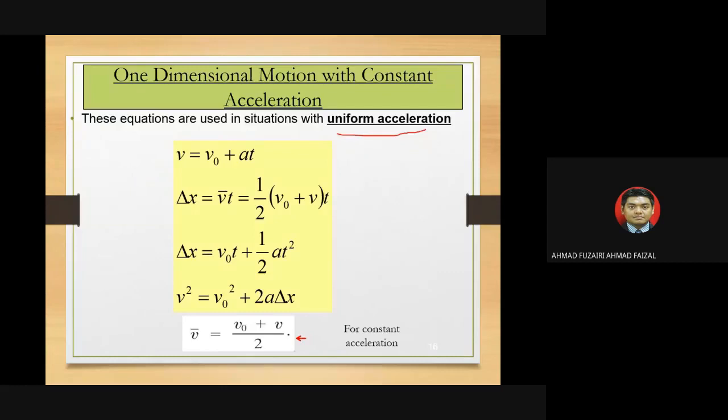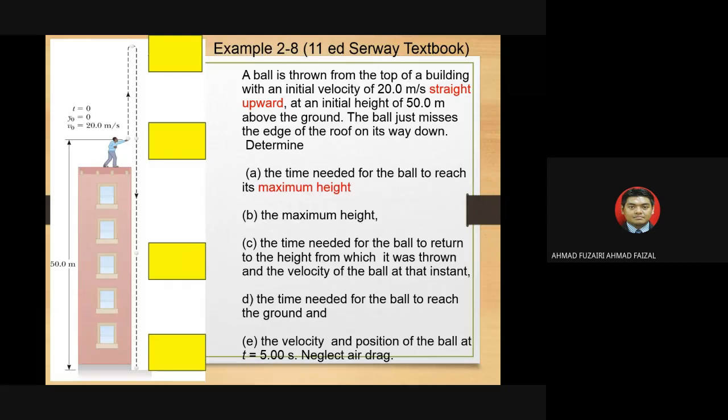Okay, now let's look at example 2.8, taken from the 11th edition Serway textbook, page 50. A ball is thrown from the top of a building with an initial velocity of 20 meters per second straight upward at an initial height of 50 meters above the ground. The ball just misses the edge of the roof on its way down. Determine A, the time needed for the ball to reach its maximum height.